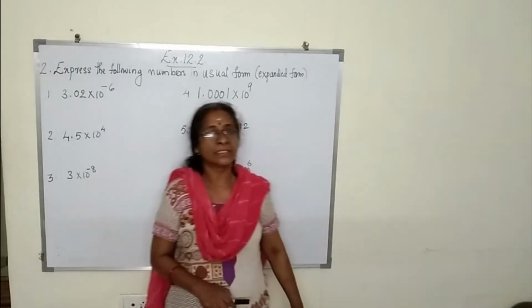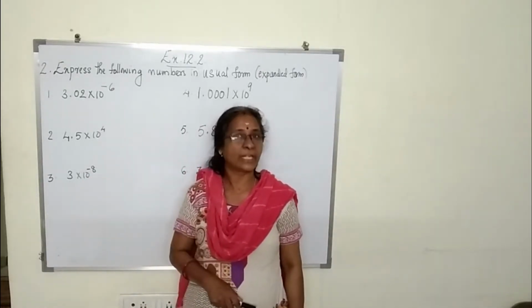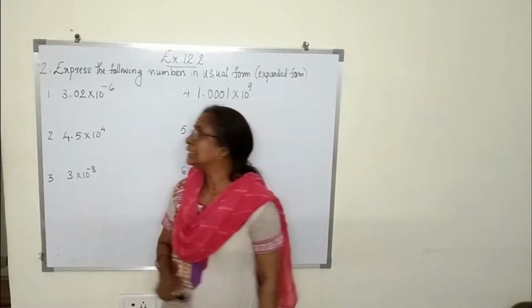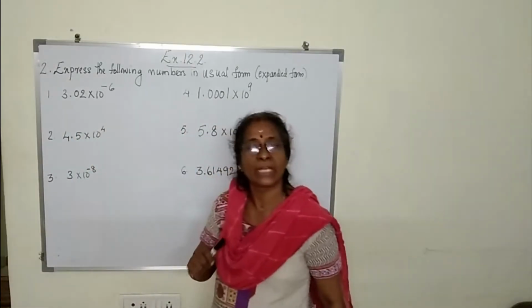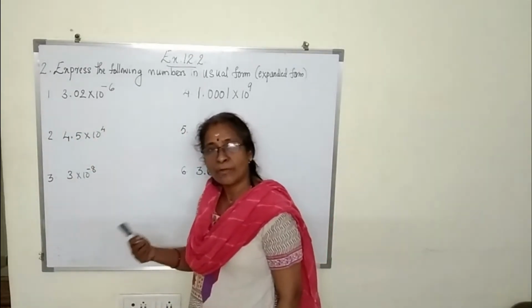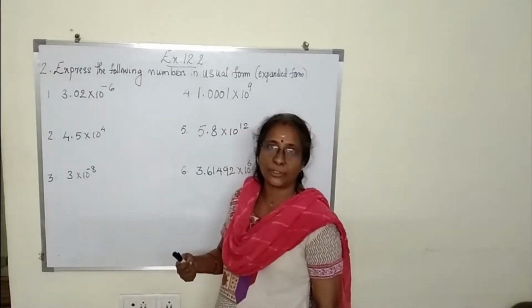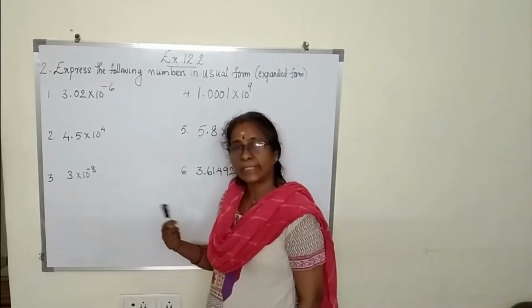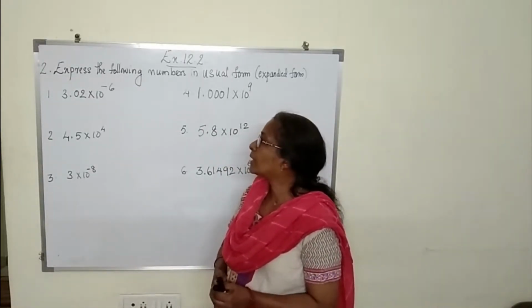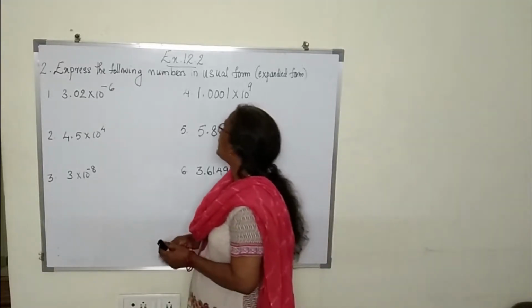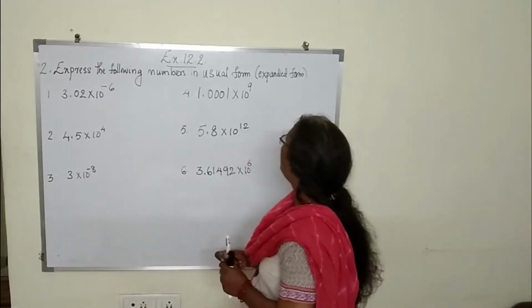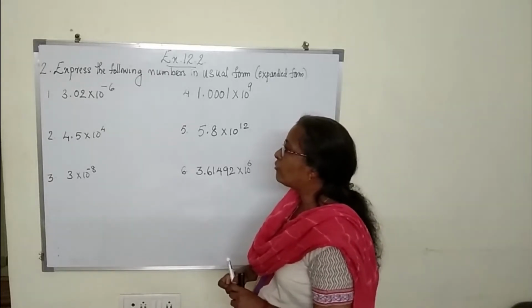The next question is the reverse of what we did in question number 1. That is, the numbers are given in standard form and you have to convert them into the original form or the expanded form. Now express the following numbers in usual form or expanded form.